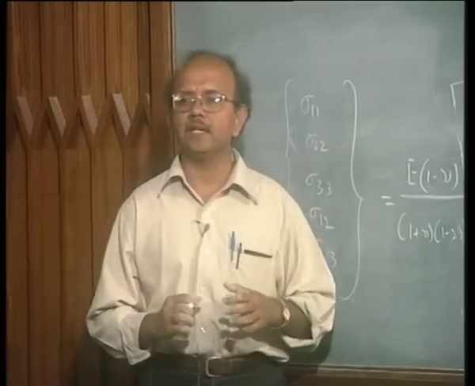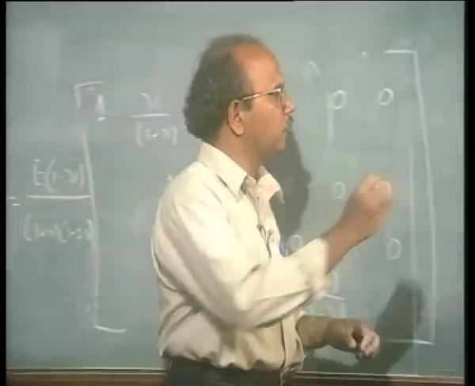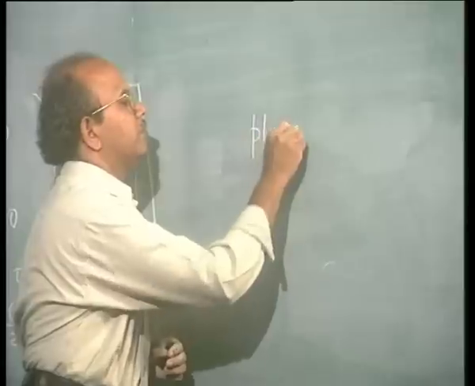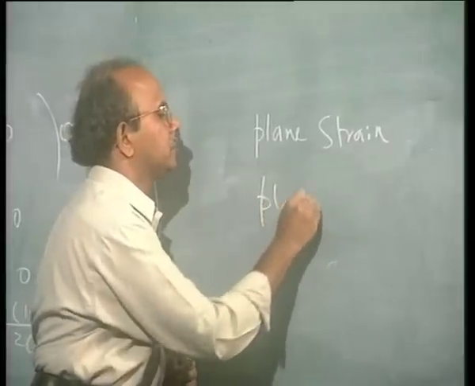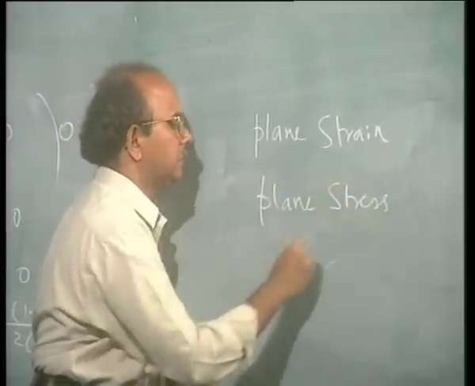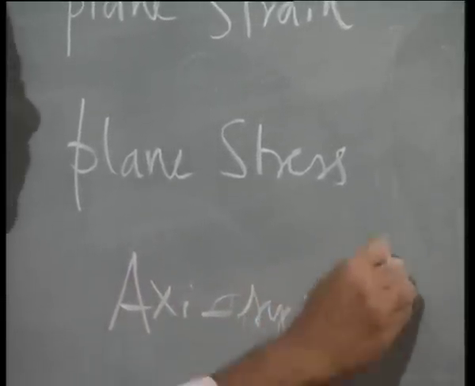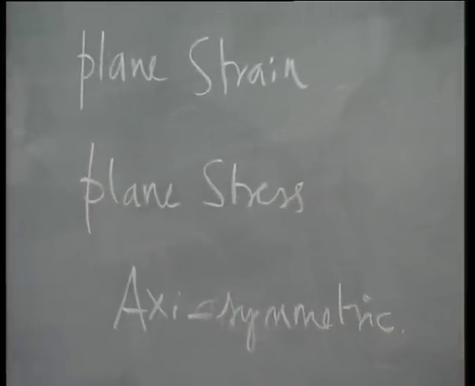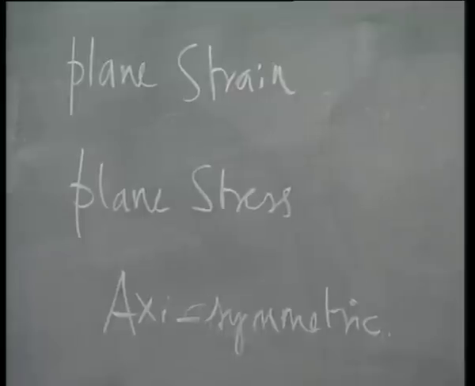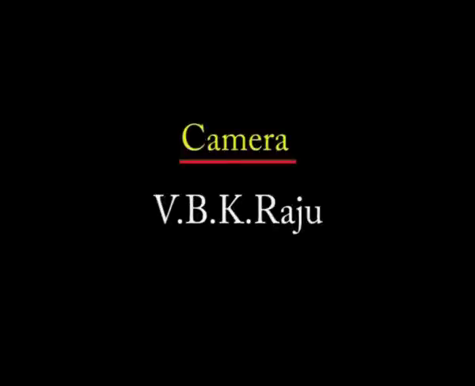Basically, there are 3 simplifications that are possible, and they go under the names plane strain, plane stress, and axisymmetric. Plane strain, plane stress, and axisymmetric. We will talk about these simplifications in the next class.